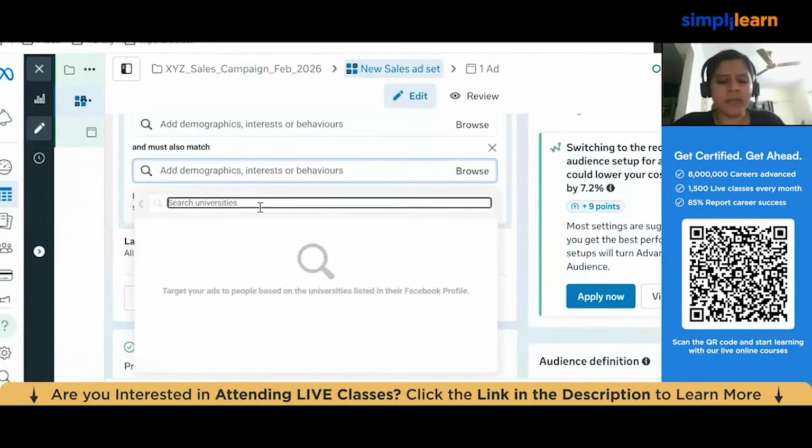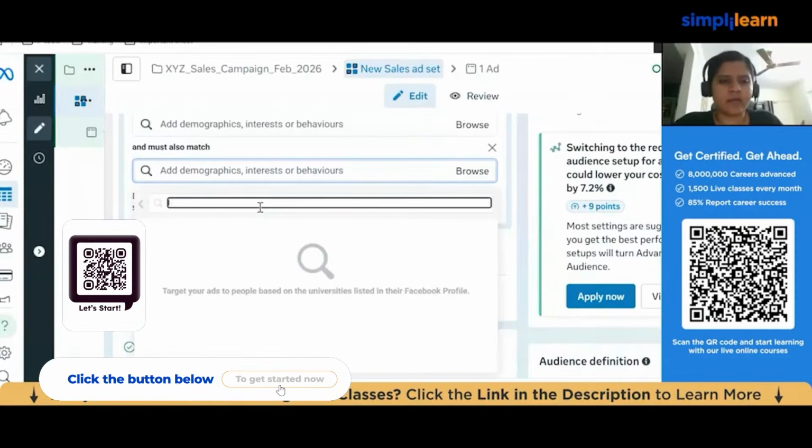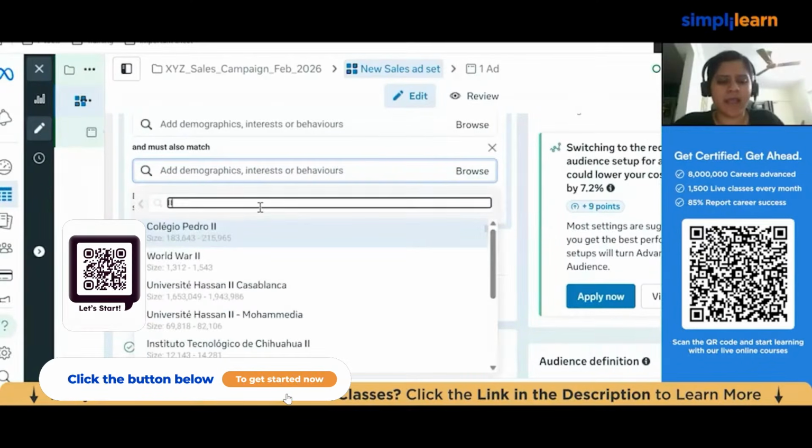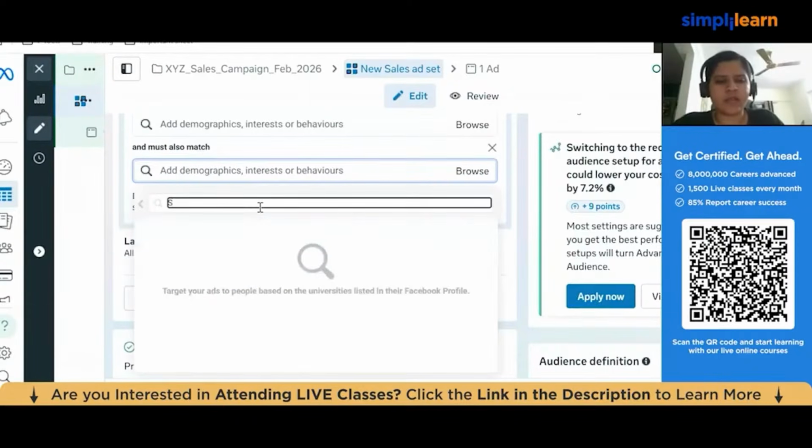For example, in India we have the Indian School of Business. So ISB, let me see. I'm not sure why it is not reflecting. We have SP Jain as well. Let me see. There's some glitch today. But yeah, let me just select one for now.